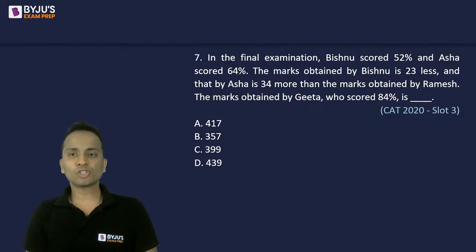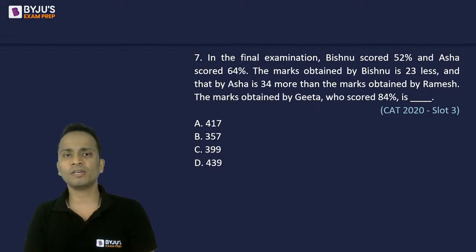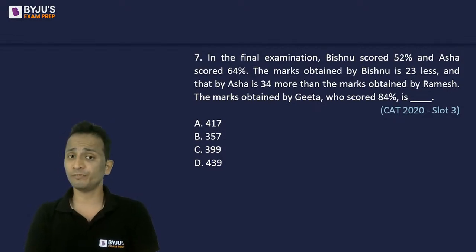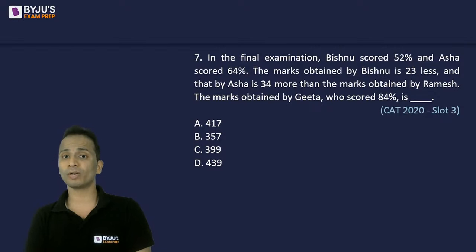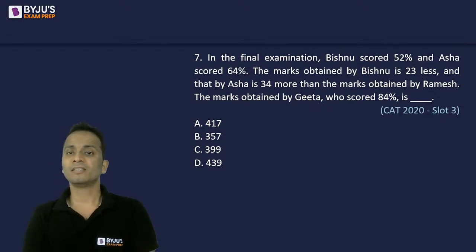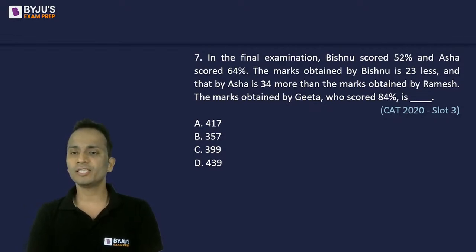Now you can do this question orally. Yes, believe me, you can do this question orally. In the final examination, Vishnu scored 52% and Asha scored 64%. The marks obtained by Vishnu is 23 less, and that by Asha is 34 more than the marks obtained by Ramesh. The marks obtained by Geeta, who scored 84%, is how much?